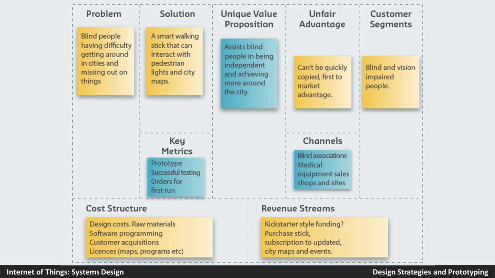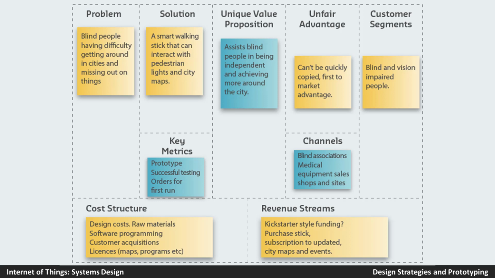And then number 3, what is the solution? A smart walking stick that can interact with pedestrian lights and city maps. So that is the basic solution. And then number 4, how are we going to reach the customers? So you are going to reach them through blind associations, medical equipment sales shops, and websites.